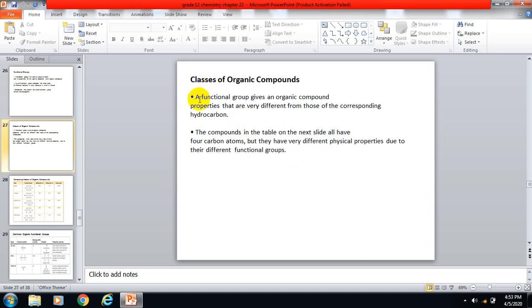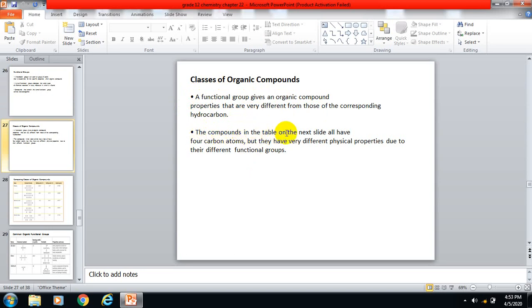Classes of organic compounds. A functional group gives an organic compound properties that are very different from those of the corresponding hydrocarbons. This is the function, okay? Functional groups give organic compounds properties that are very different. Of course, you included something new, okay? That's why the functional group can be used.